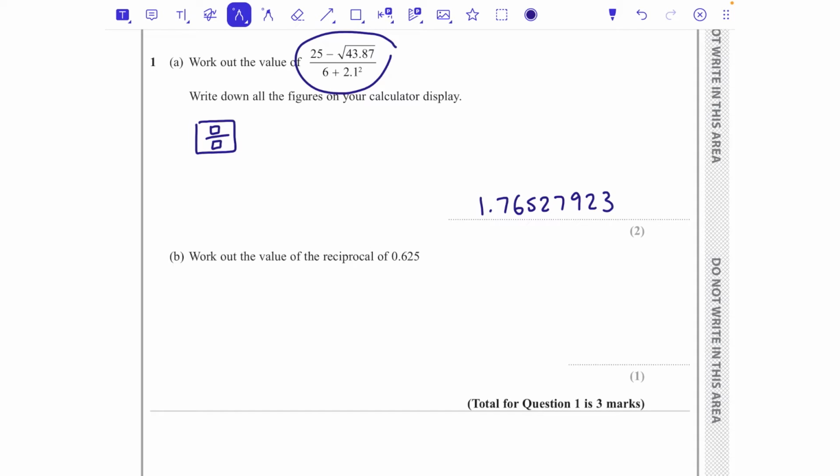So I've typed it in exactly like that. It shouldn't look any different in your calculator. You can do the numerator and denominator separately, but I think it's easier just to type it all in one go. Lovely. Then it says work out the value of the reciprocal of 0.625.